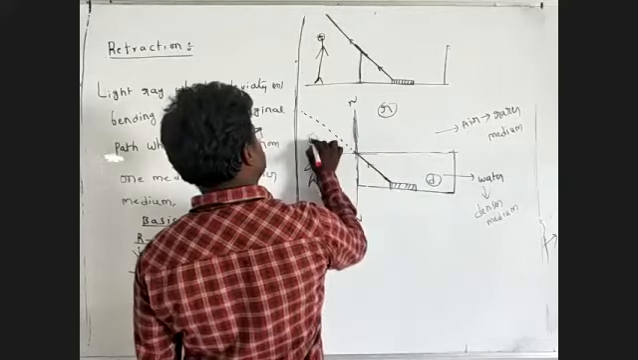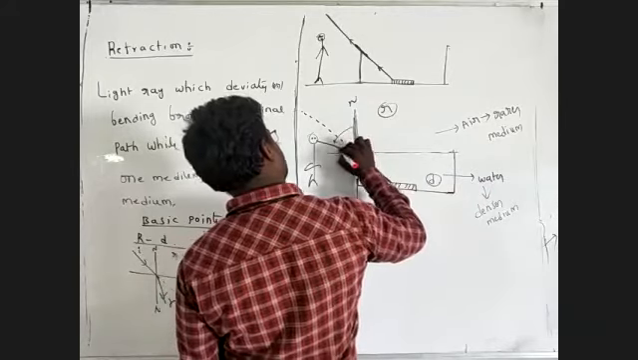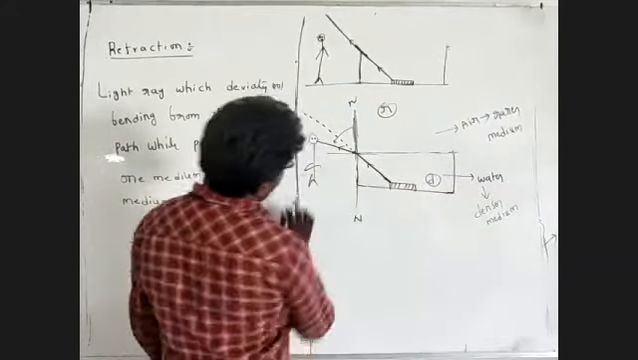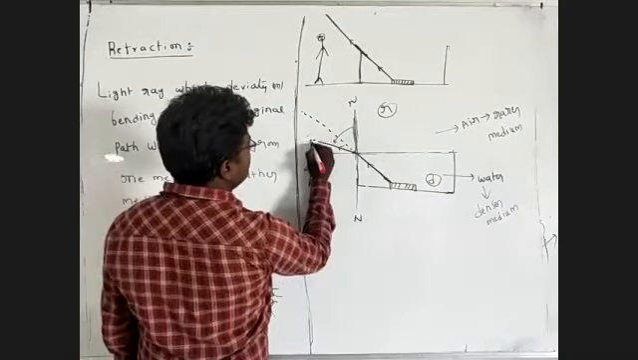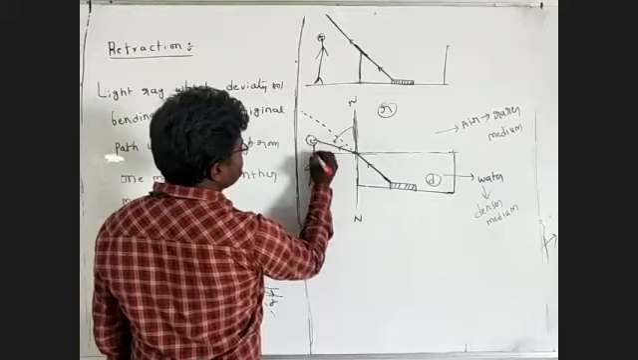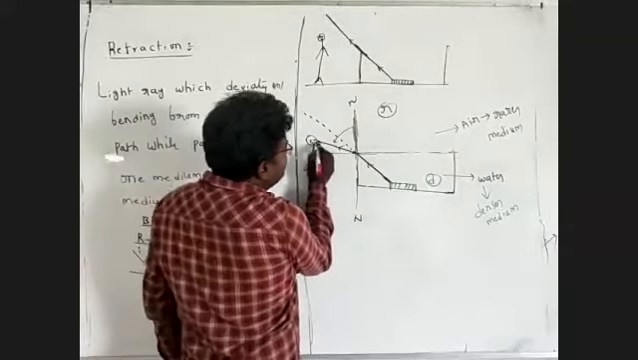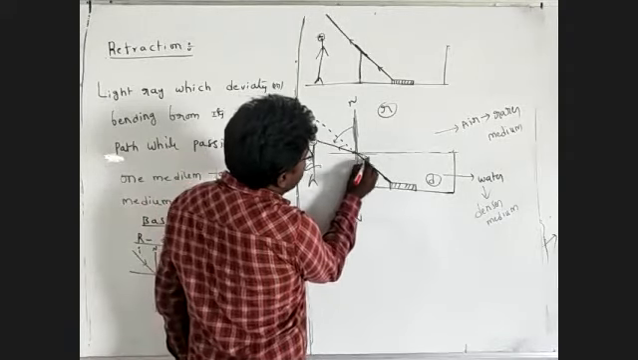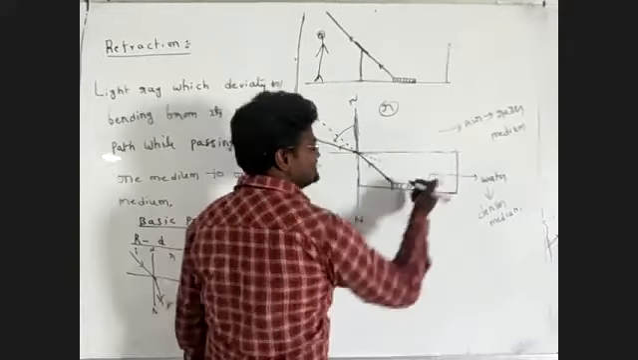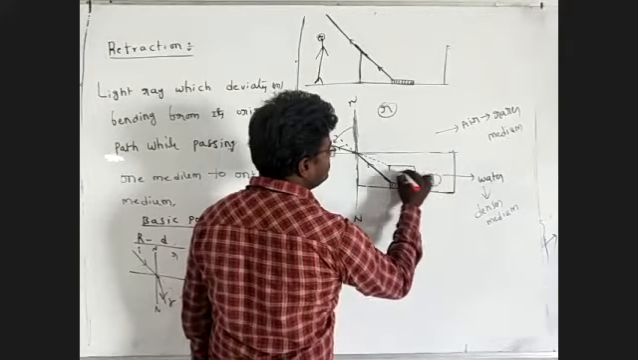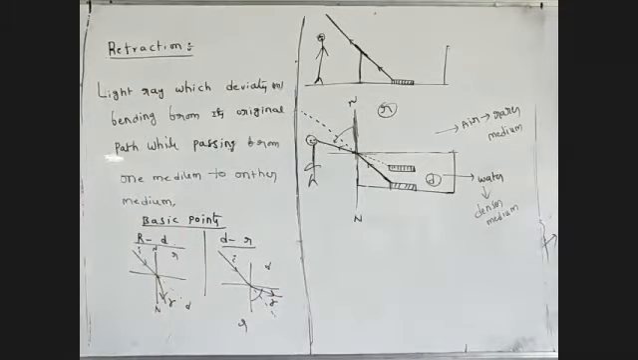Away from the normal means you see bending away from the normal. He is seeing to the coin. But actually he is seeing to the side. This coin appears rising in the water. Appears rising in the water. Now we will see.